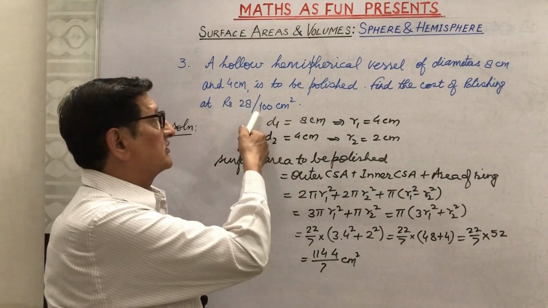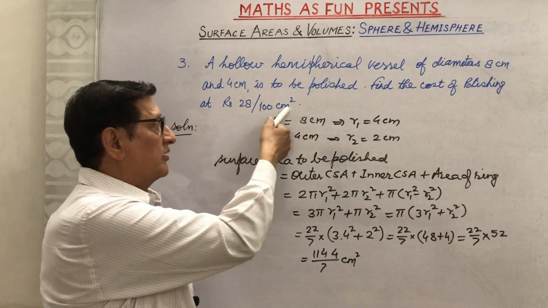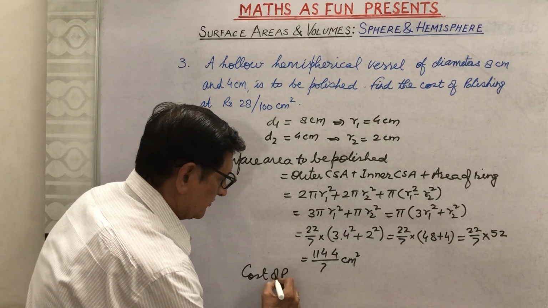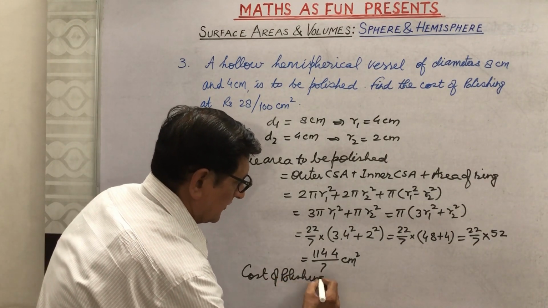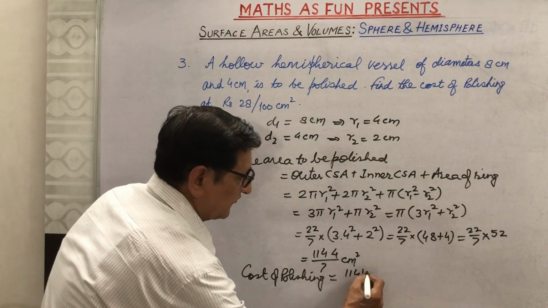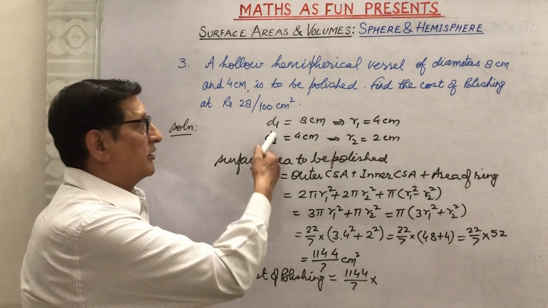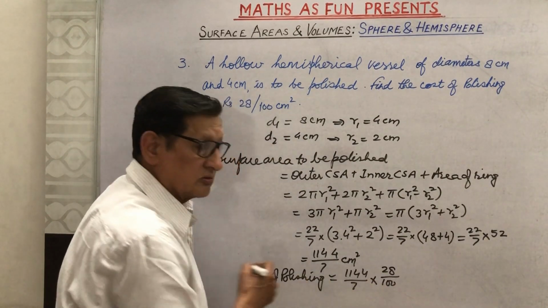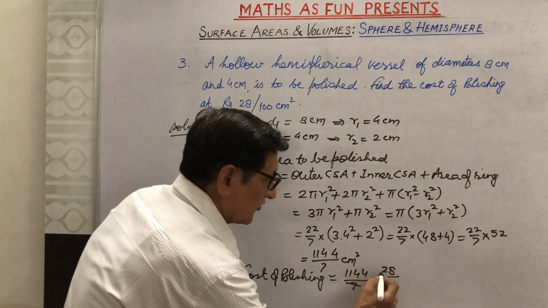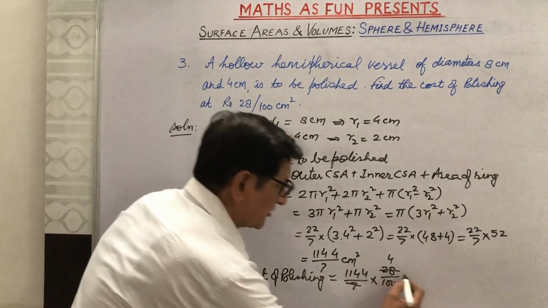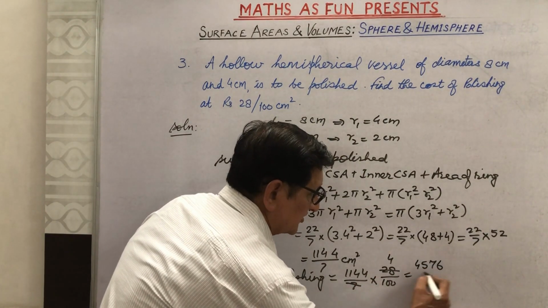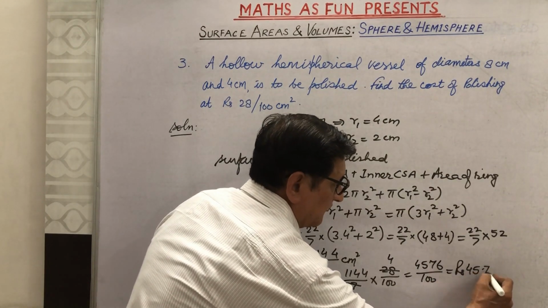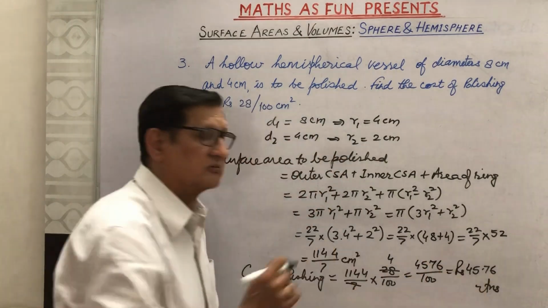Now we have been given that the cost is 28 rupees per 100 centimeter square. So the cost of polishing in that case will be 1144 upon 7 into 28 upon 100 rupees. 7 fours are 28. This is equal to 4576 upon 100. It means this comes as rupees 45.76. This is the answer.